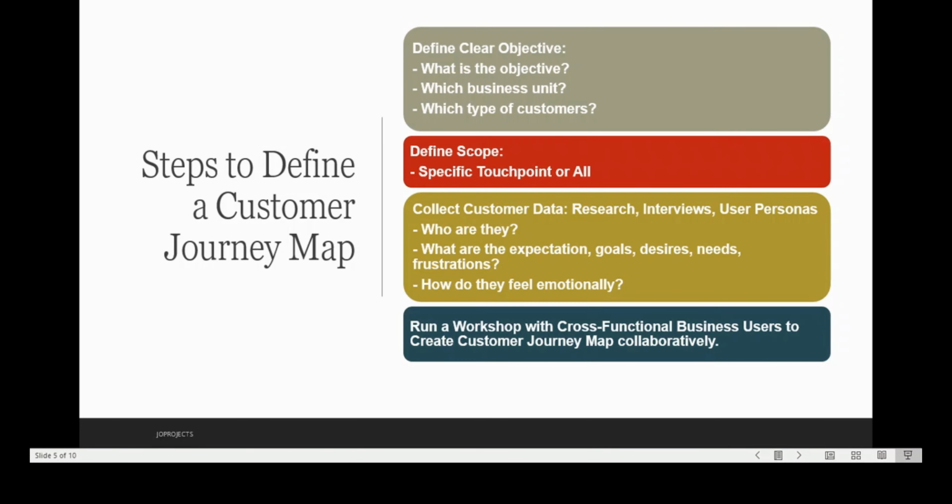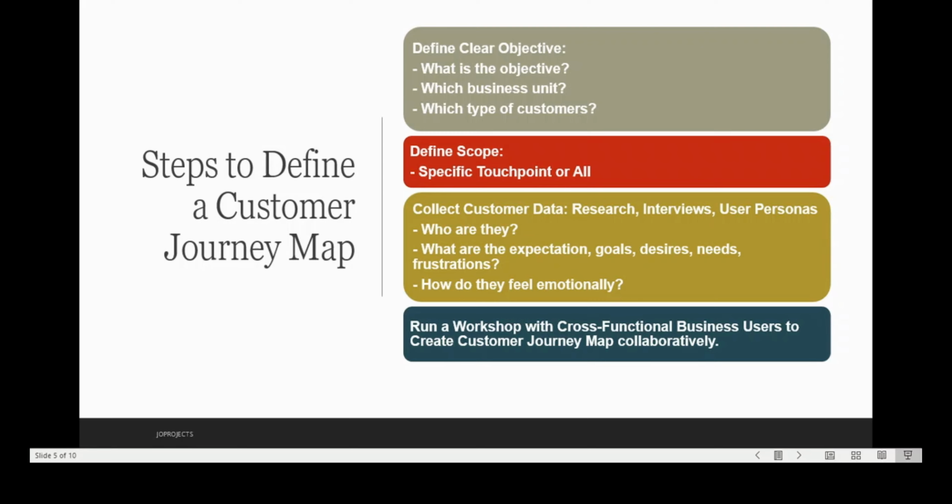What are the steps to define a customer journey map? The first step, define a clear objective. What is the objective? Which business unit? If your company has more than one business unit, which type of customers? If you have more than one type of customers. The second step, define the scope, whether it's only for a specific touchpoint or all touchpoints.